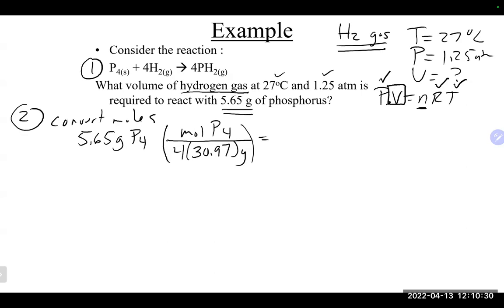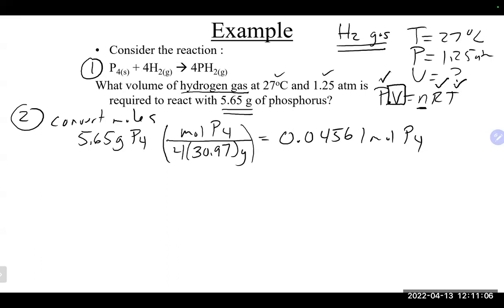So 5.65 divided by 4 times 30.97 gets us 0.04561 moles of P4. So here, all I'm doing is converting the grams into moles because I ultimately need moles for my ideal gas law. Do I need the moles of P4 though? I don't need the moles of P4, right? Because we're looking for hydrogen gas.